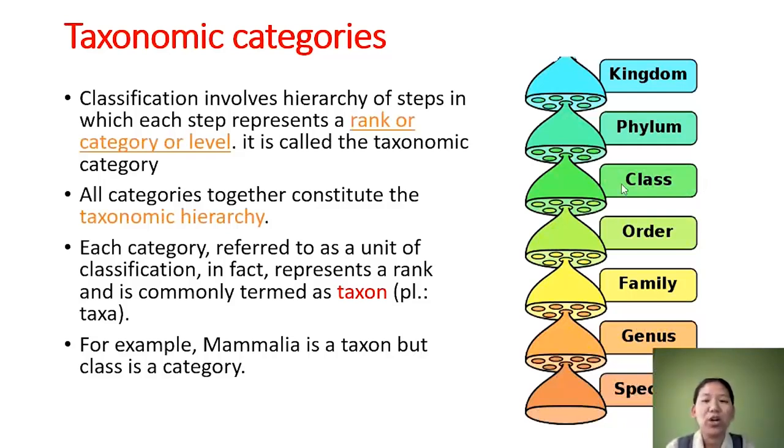Let us talk about these one by one, starting from the lowest one. We'll go from species to genus, and this is the ascending order. If you go from species to kingdom, it's the ascending order, and if you go from kingdom to species, that is descending order, because kingdom is the highest level and species is the lowest level of taxonomic hierarchy.